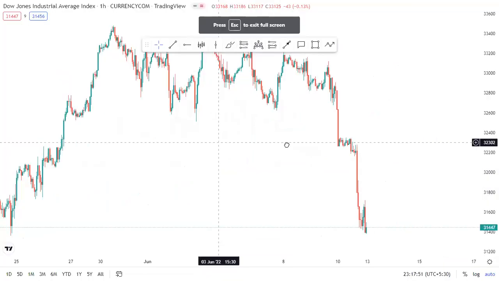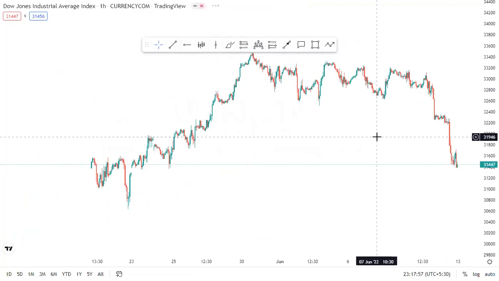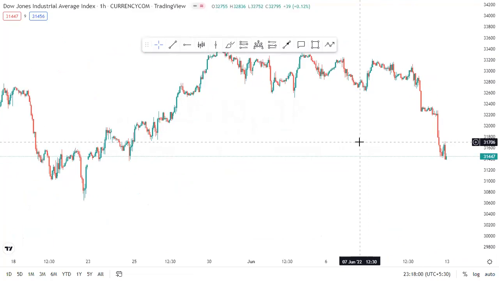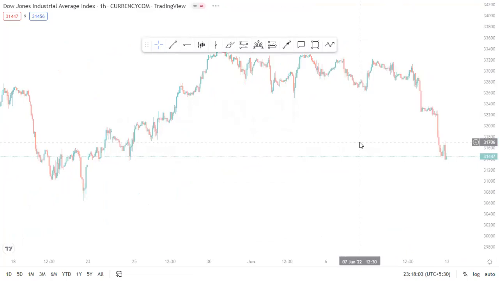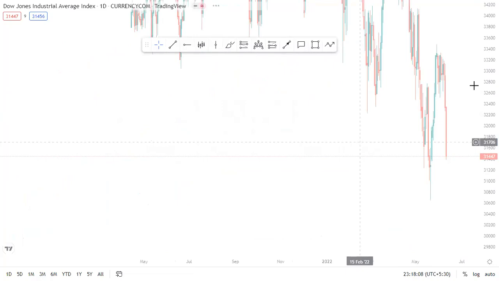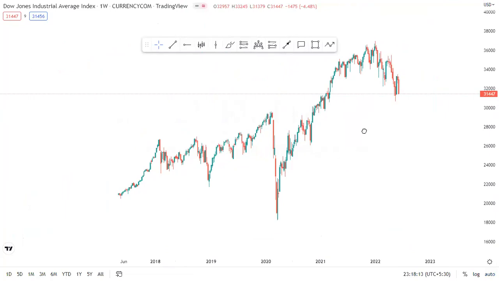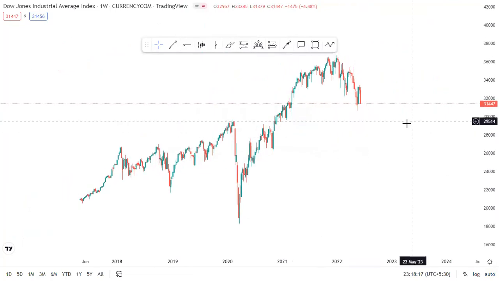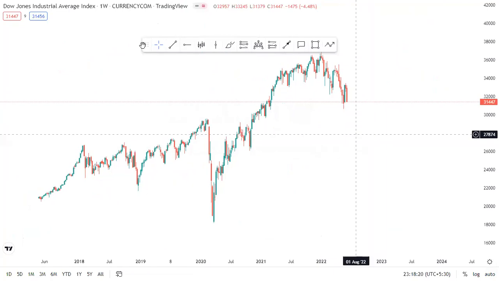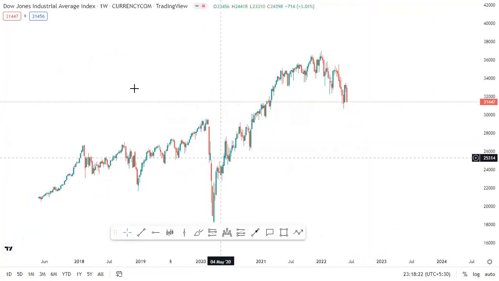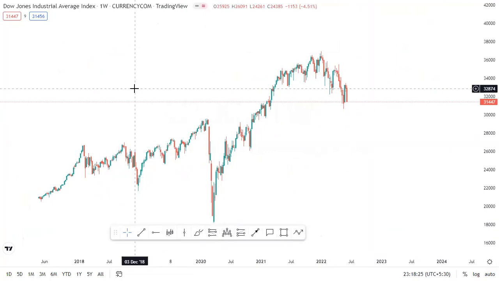Okay, let me start by analyzing US 30. So guys, this is US 30. I'm going to start on the weekly time frame. What's happening here is that US 30 has been dropping. So we are currently in a bearish market.